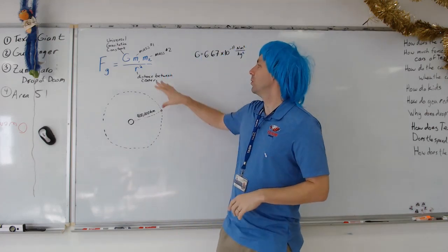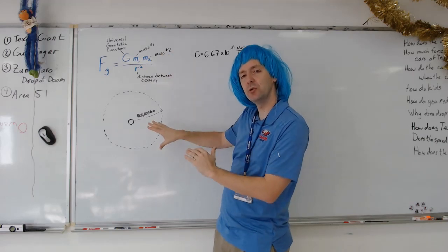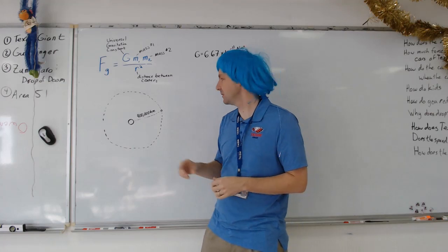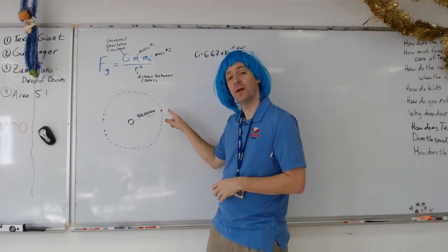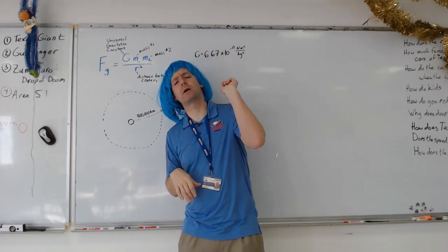All right, now with that, I would like for us to apply that to a circular motion scenario. The one that I've chosen is between the Earth and the moon. Now, some of you may be saying, yeah, but Mr. Bauer, the moon doesn't go in a perfect circle.